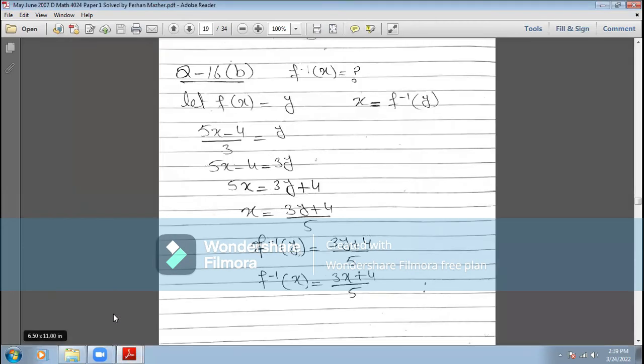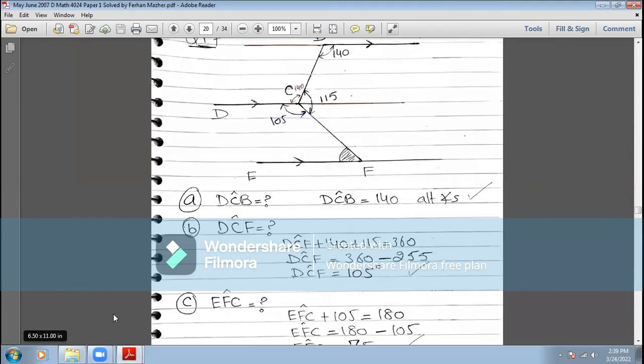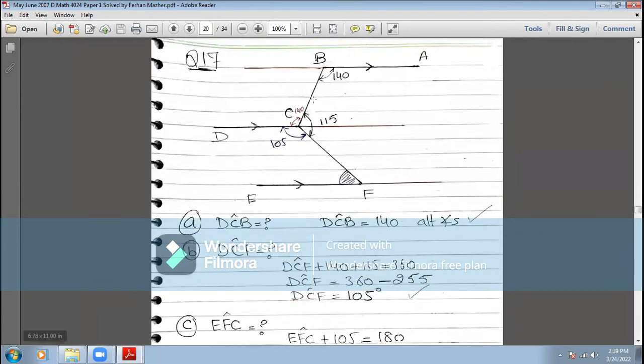So let me show you how I have done this. The technique is very simple. I have prolonged these lines. Now you can see this 140 angle is given. Because these two are parallel lines and this is the transversal line, this angle and this angle are alternate to each other. And you know the alternate angles in parallel lines are equal to each other. So if this is 140, this angle will also be 140. So the DCB angle will be 140. The reason is alternate angles.